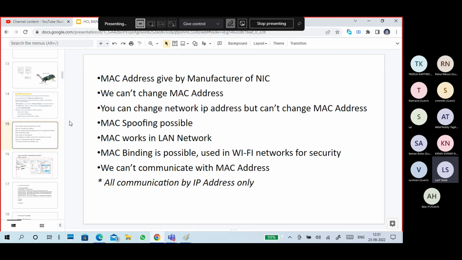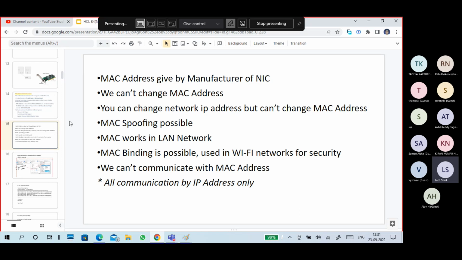For security purposes, we do MAC binding in Wi-Fi routers and Wi-Fi networks. Generally, in wired networks also we can do it. For example, you have a Wi-Fi router, and I told my Wi-Fi password to my owners as well as one of the neighbors. One day my internet was slow, so I checked my router. I opened my router portal from my laptop.